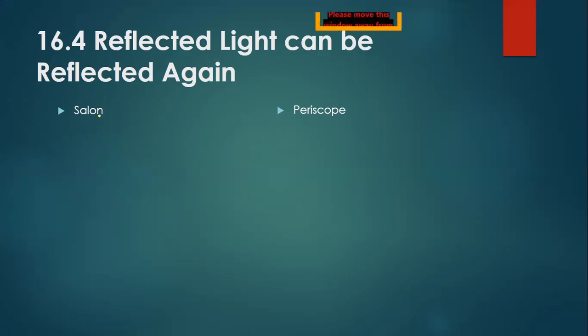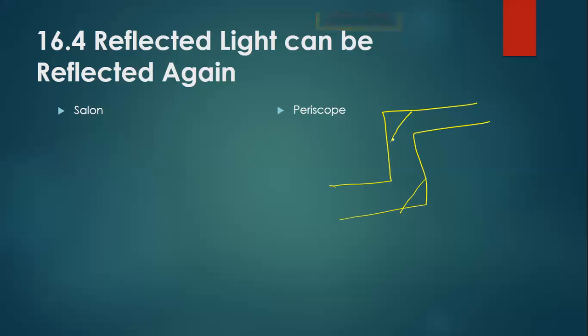Right? So same thing is in a periscope. Like we have seen earlier that in submarines and tanks, there is a thing called a periscope. It is something like this, and there's a mirror here, and there's a mirror here. So suppose you are watching from this side, and the object is here. The light from the object will first be incident on this mirror, then from that it will go to this mirror, then it will reach your eyes. So we can say that the reflected light got reflected again, right? So these are the two examples of reflected light getting reflected again.